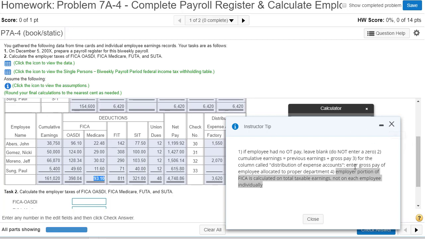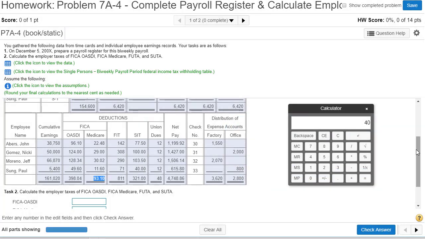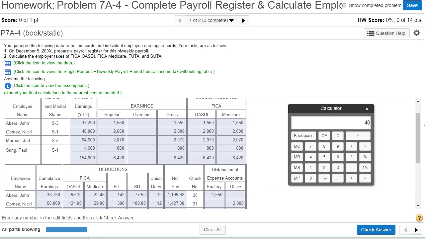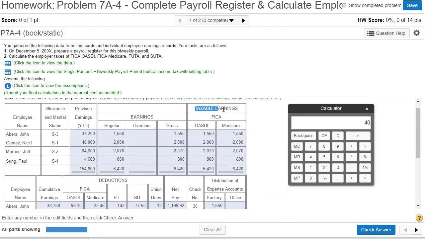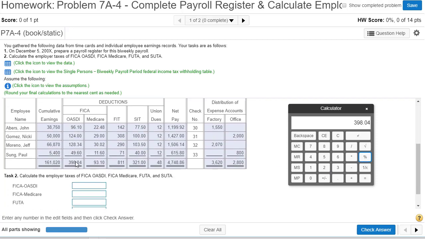So what we have to do to calculate FICA OSTI is find the total taxable. Notice it says in my instructor tip, employer portion of FICA is calculated on the total taxable earnings. So what is the total taxable earnings for OSTI? Notice up here it says total taxable earnings for OSTI, 6420. So we're going to take 6420 times 6.2%, and it should be close, if not exactly the same as this number. And it was. So OSTI is exactly the same.